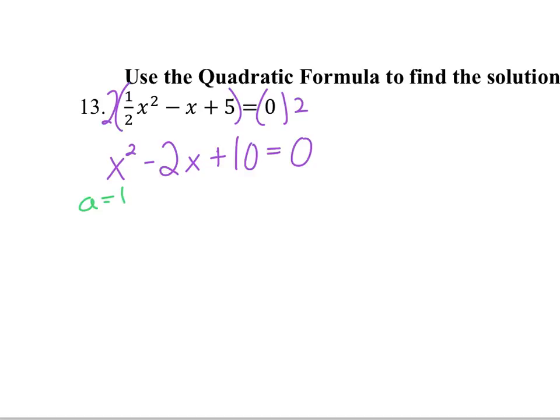Let's see, it does tell me to use the quadratic formula, so we're just going to go ahead and get into that. So a is 1, b is negative 2, c is 10. So we plug that in, and we get started. So x equals the opposite of b, which will be 2 plus or minus the square root of b squared, which would be a positive 4.